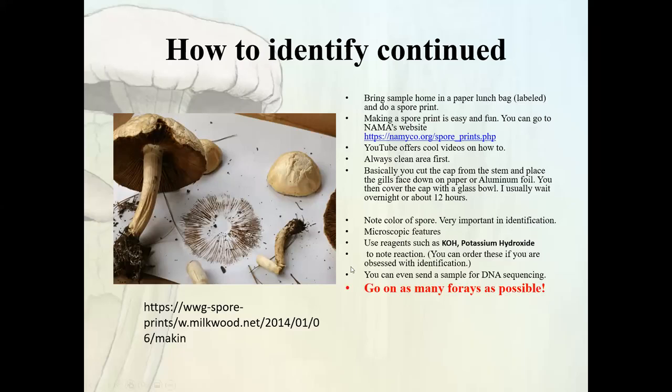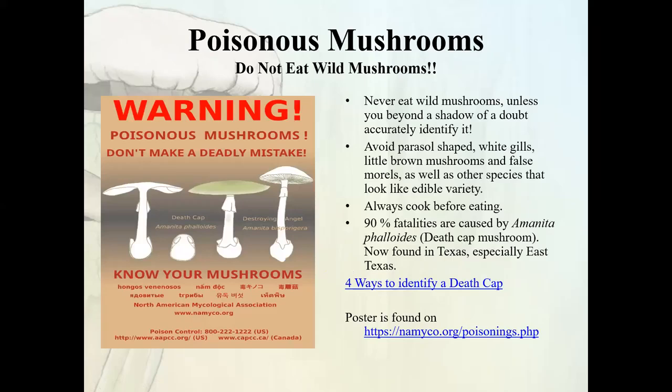Okay, so let's go to the next one. After you learn how to identify and all that, you should also be aware of the really bad poisonous ones. I don't want to click on this because we're going to lose the Zoom people. Sorry for calling you the Zoom people. But anyway, don't eat wild mushrooms unless you know beyond a doubt what it is, even if it looks very edible. This one's Amanita phalloides, the really dangerous death cap. This is the one you want to avoid.